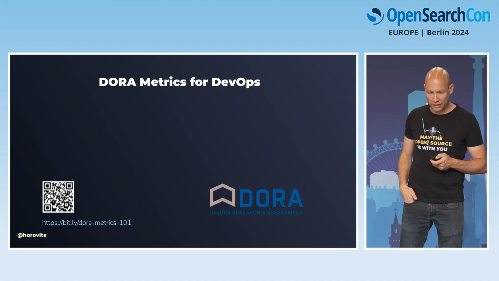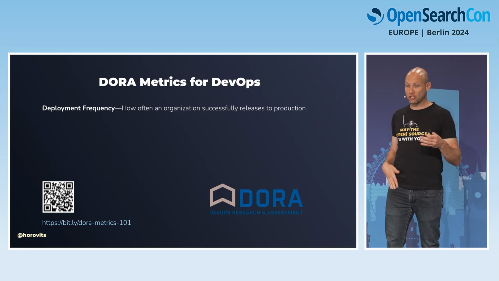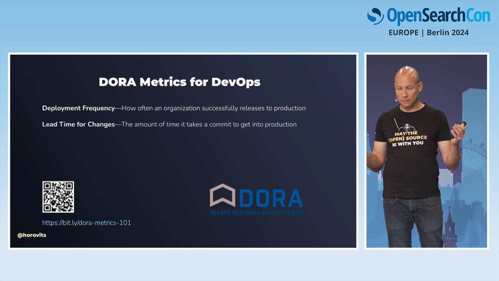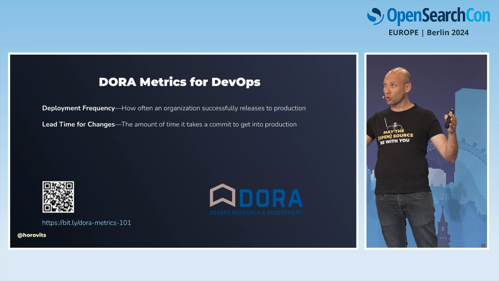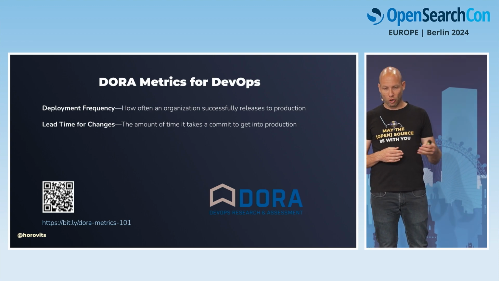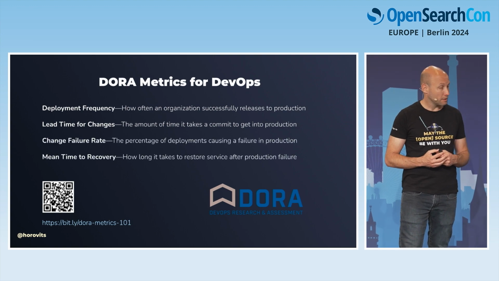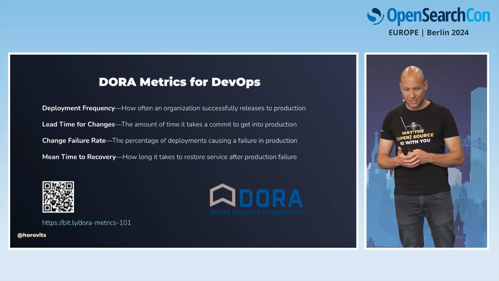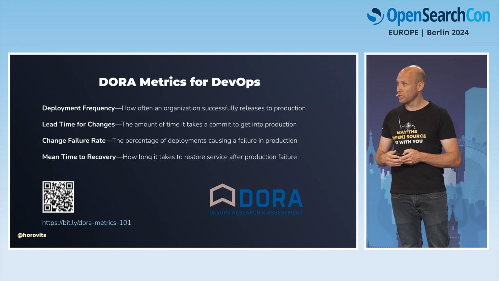But just going very briefly, 4 metrics. First is deployment frequency, which is how often an organization successfully releases to production. Then there's the lead time for change, or sometimes it's called cycle time. That is the amount of time it takes a commit to get all the way into production. Then there's the change failure rate, the percentage of deployments causing failure in production. And lastly, there's the mean time to recovery, or sometimes called time to restore service, which is how long it takes an organization to recover from a failure in production. Okay, so these are the 4 DORA metrics.